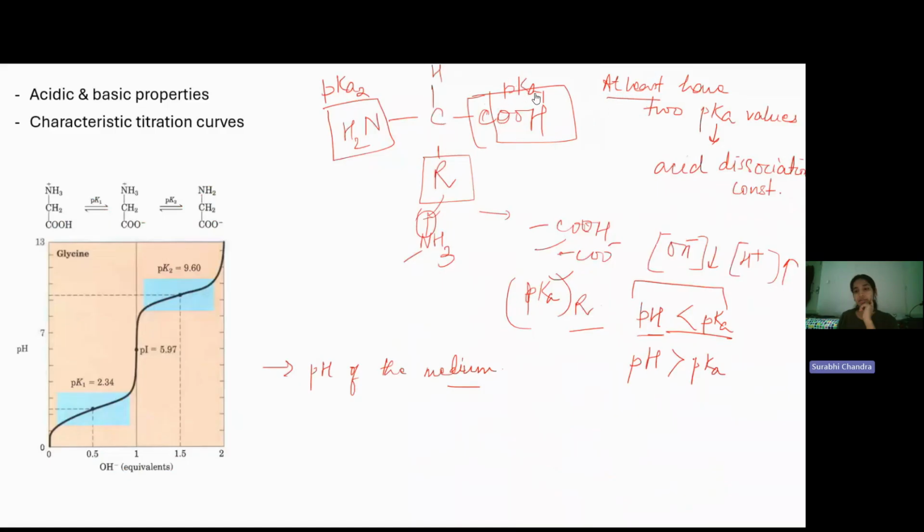Suppose we label them pKa1 and pKa2. So there are two acid dissociation constant values, at least two. And the overall charge on an amino acid, whether it will exist as NH2 or NH3 plus, whether it will exist as COO minus or COOH, is also dictated by the pH of the surrounding medium where these amino acids or amino acid sequences are existing.